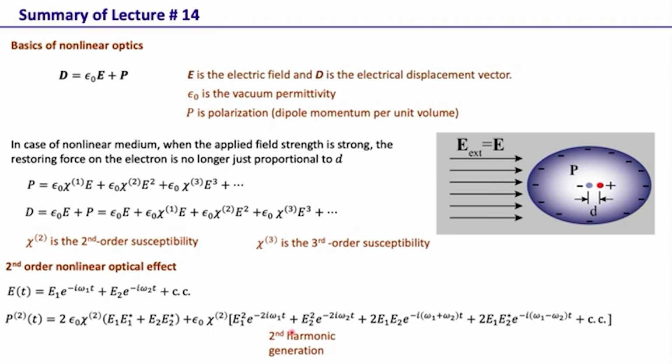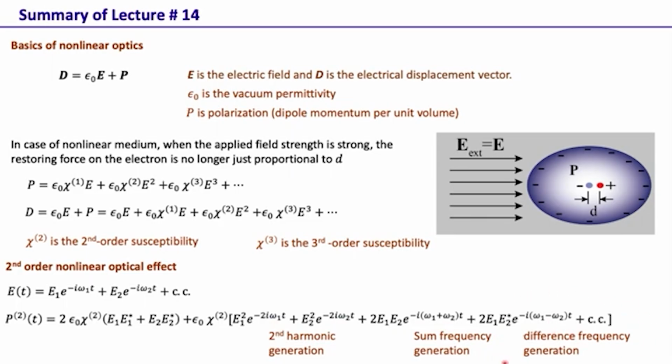This is quite often used in several applications, including laser pointers and so on, the second harmonic generation. Then we have this term which is the sum of the two frequencies, omega 1 plus omega 2, and this is called sum frequency generation. We also have the term which is the difference of the two frequencies, and this is called difference frequency generation. So because of the second order non-linear effect, even though the external field has only these frequencies, new frequencies get generated: twice omega 1, twice omega 2, omega 1 plus omega 2, and omega 1 minus omega 2.